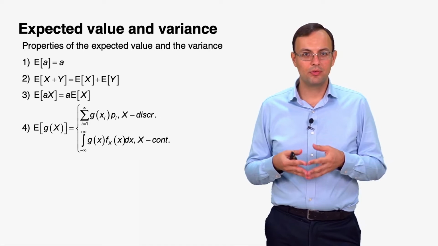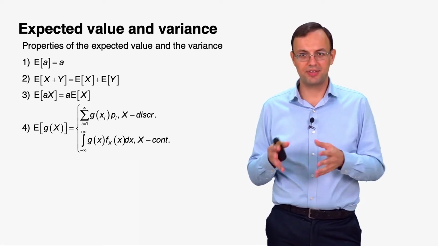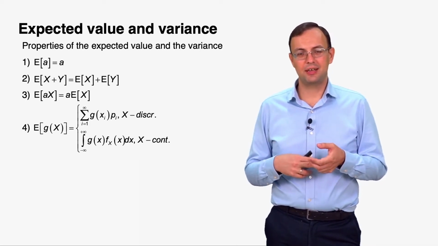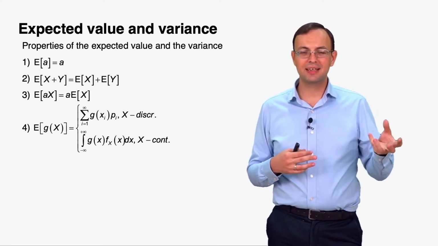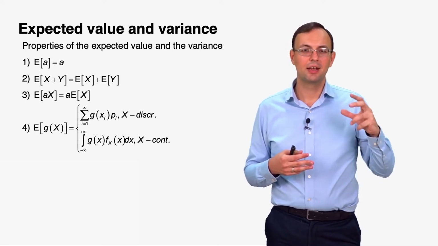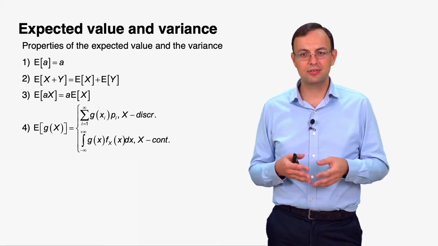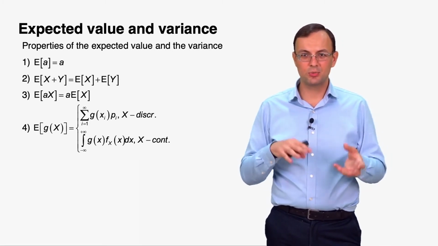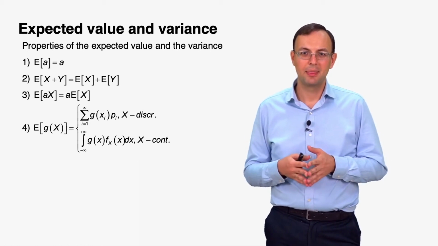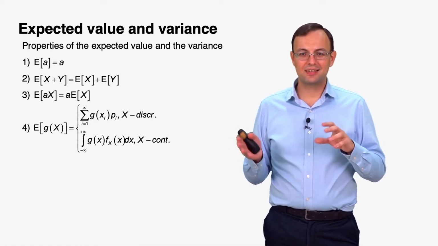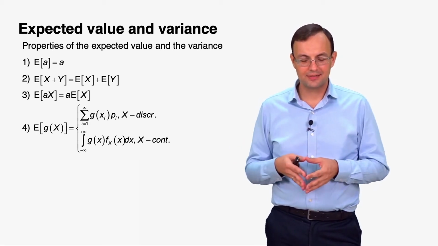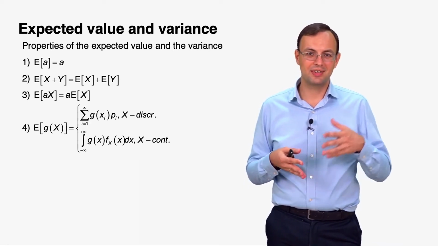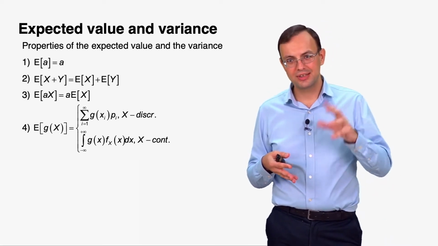Then, the expected value of a sum of two random variables is equal to the sum of the expected values. And this is because the expected value is a sum in case of a discrete random variable and an integral in case of a continuous random variable. So that is why E of the sum is equal to E of X plus E of Y. Then E of aX is equal to a times E of X. So this is also because the expected value is either a sum or an integral.